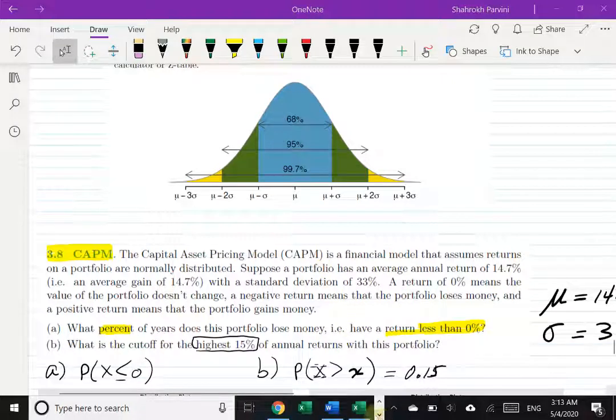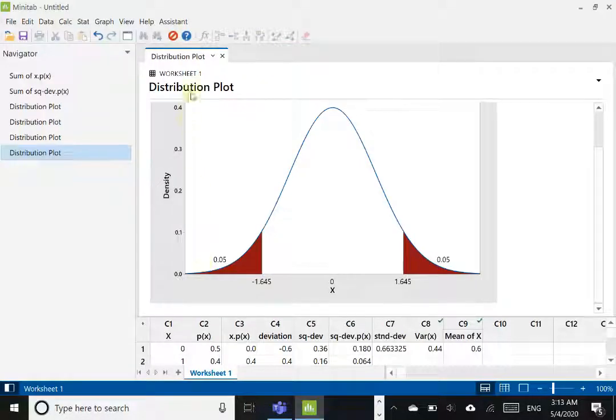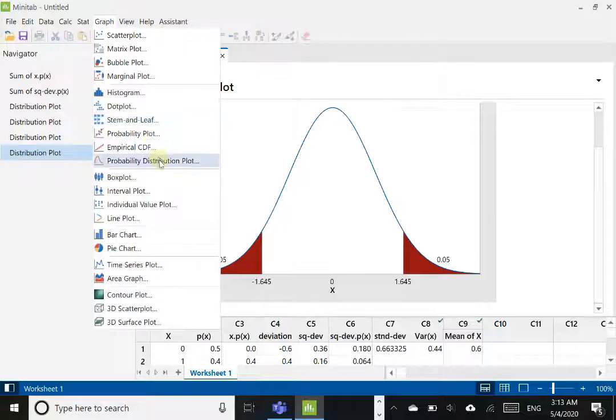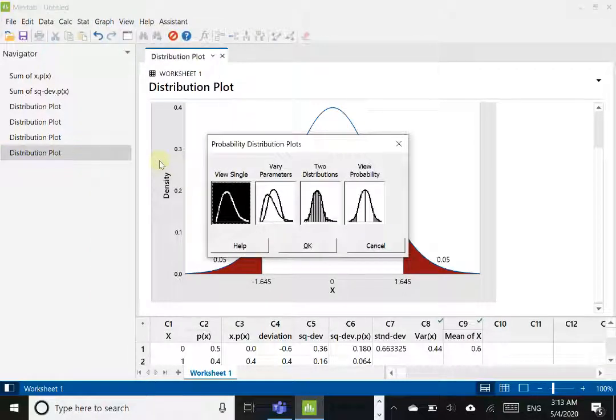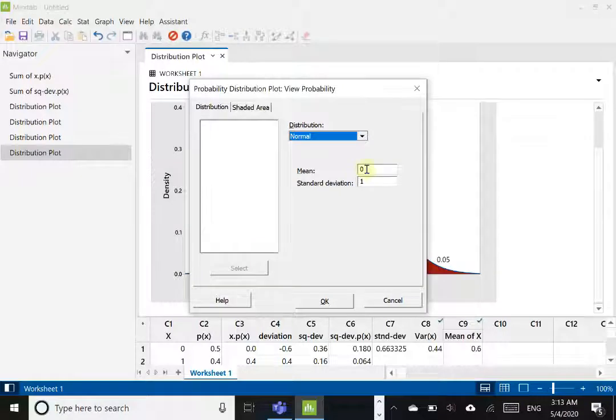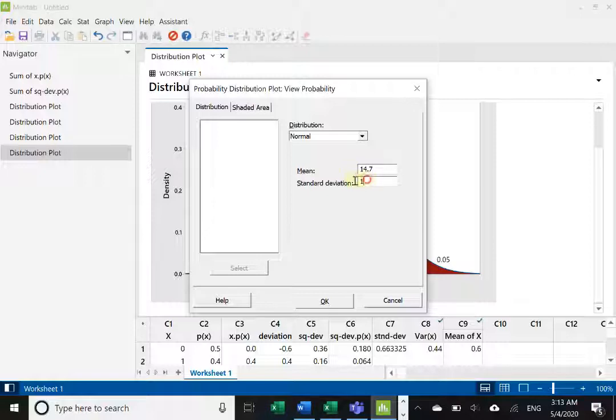I'm going to go to Minitab. So I'm going to go graph, distribution plot, and we want probability of x less than 0, right? So that means we want view probabilities. We don't have mean 0, deviation 1, right? Remember the mean was 14.7. Okay, so I'm just going to type 14.7. Deviation was 33, which is rather high relative to the mean, but that's okay for this one.